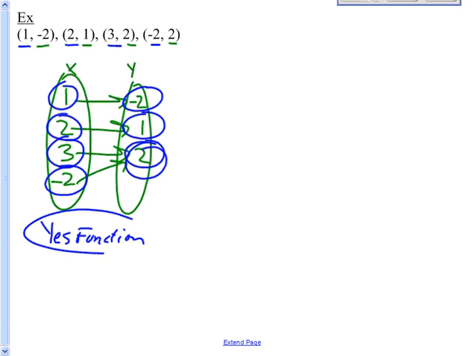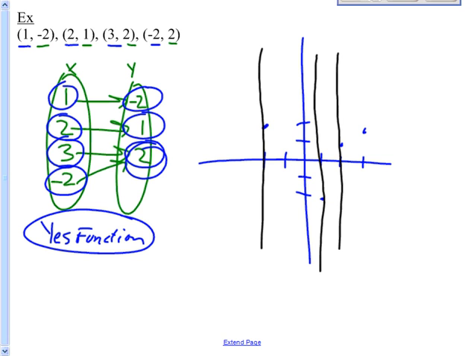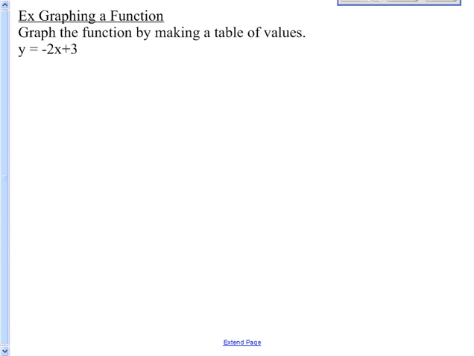Let's verify whether this is a function graphically. So you have 1, negative 2, 2, 1, 3, 2, and negative 2, 2. Let's test it, and you test it anywhere where it is defined. So I test it right here. Hit once. So far, so good. Test right here. Hit once. Good. Hit once. We're okay. And it hit once. We're okay. So yes, this is a function. It passes the vertical line test. So again, for every x, there's one y. That's how you know if this is a function.